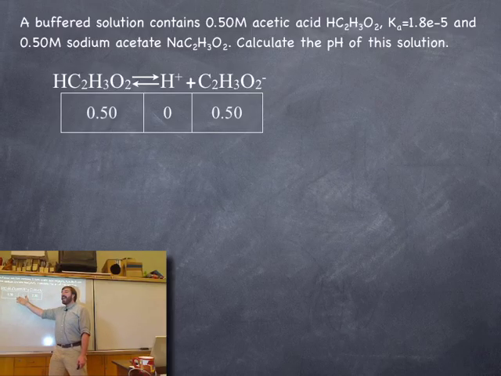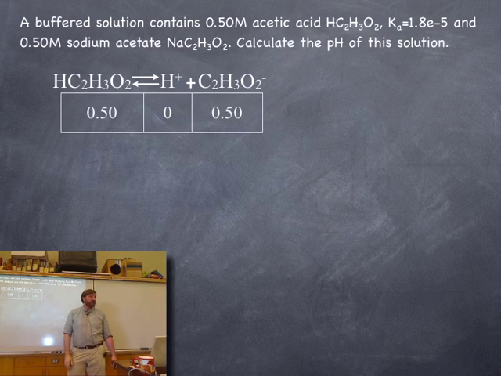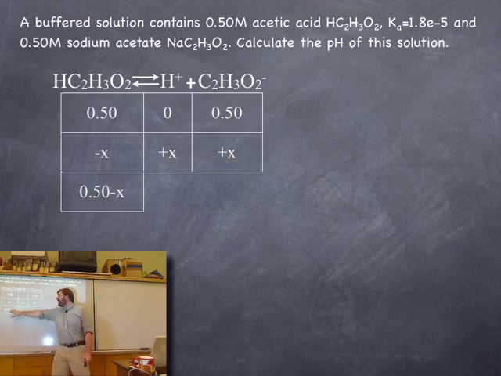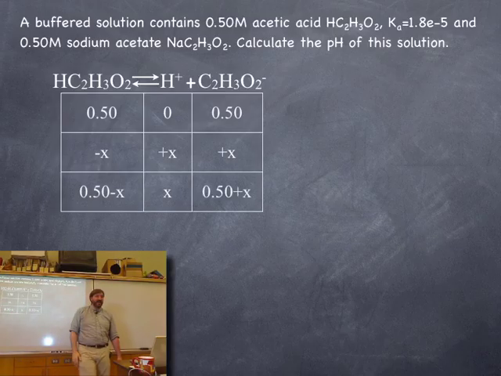Which way does this have to shift? I have to shift to the right. I have 0 of this stuff. I have to make it. So I'm going to use up this. I'm going to make 0.5 minus x, x, 0.5 plus x.